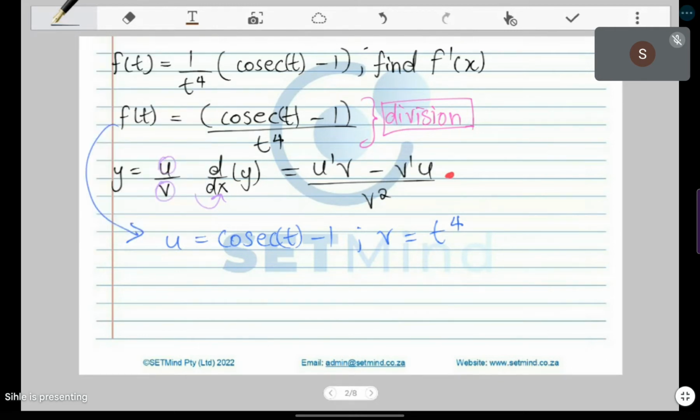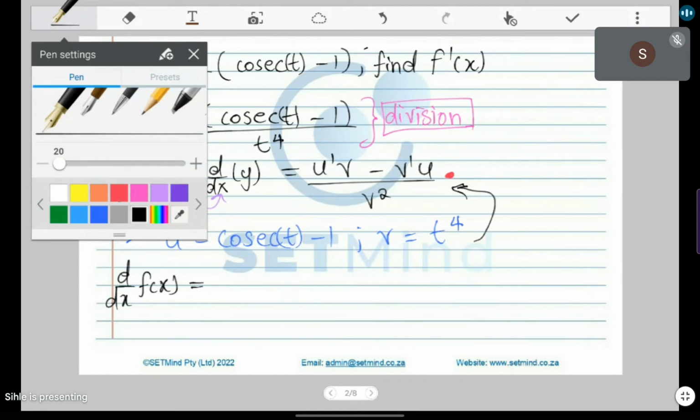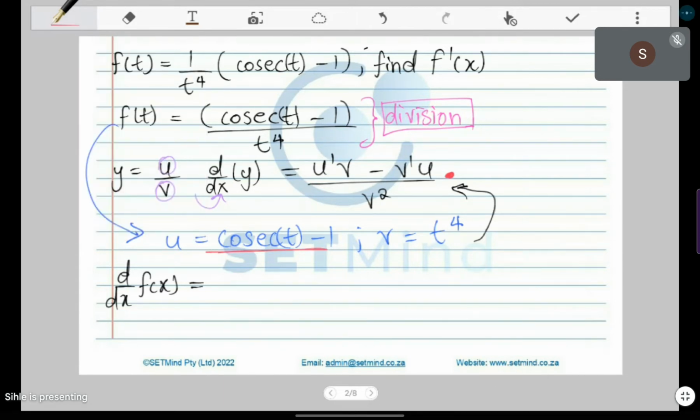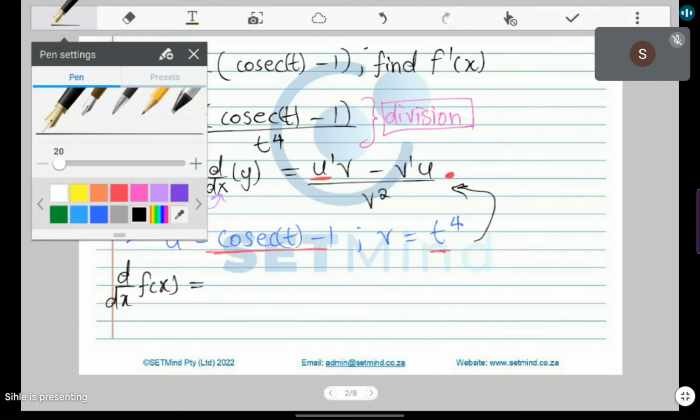If we use this formula above, our derivative of f will be, we need to derive u first. Here's our u. Here's our formula. It says we should derive u and then multiply by v, and our v is simply the denominator. So if you differentiate cosec t, what is going to be the answer? Anyone can shout.